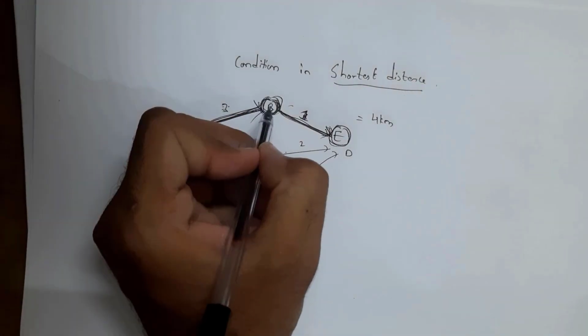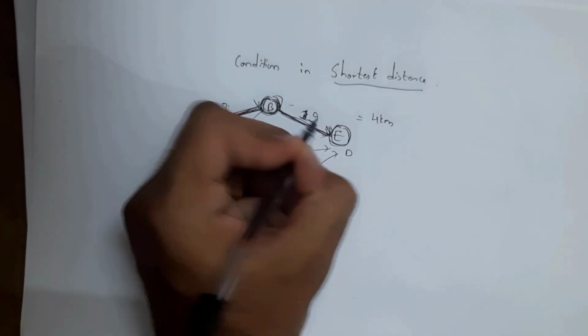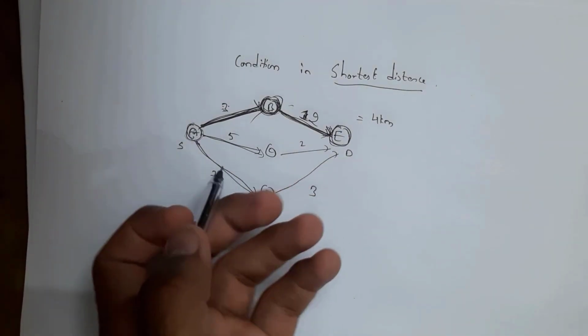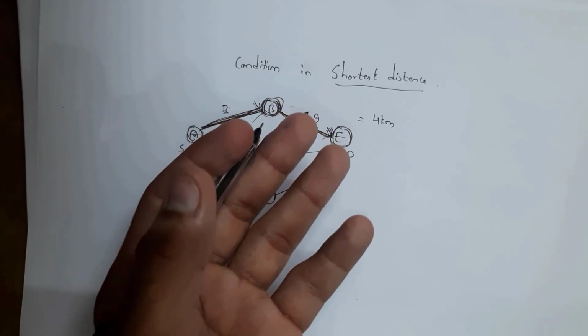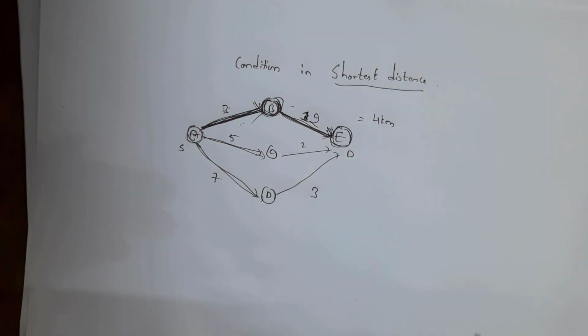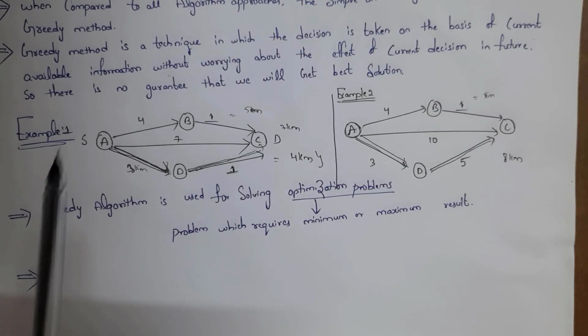For example, if from B to E distance is 12 kilometers, then it will become worst result because we saw only current information. Future information may be worst. So result is not always best in greedy method. These are the examples in greedy method.